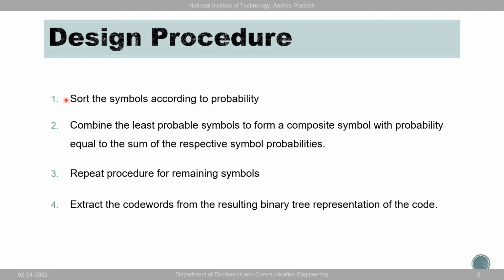We can see that if the size of the alphabet is n, then we'll have n minus 1 stages of the procedure, where each stage involves the above two steps. Finally, after we combine the last two symbols, we will arrive at a binary structure of the tree, whereby assigning zeros and ones to the branches, we will get the codes for the symbols.